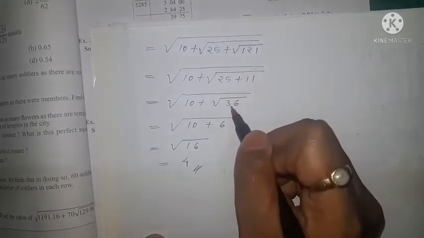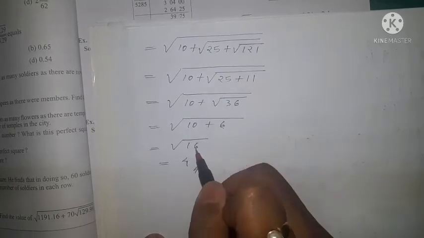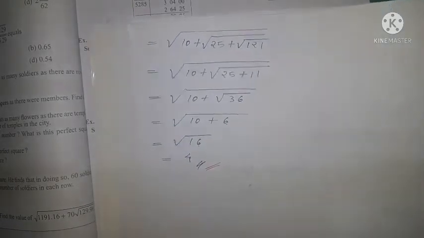If we add these two, we will get 36. So root over 36 is 6. If we add these two, we will get 16. So root over 16 is 4. So which is the final answer.